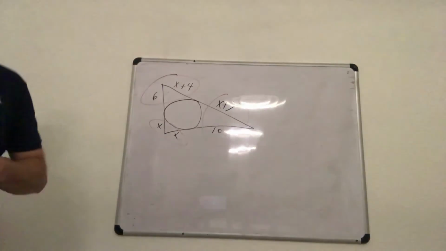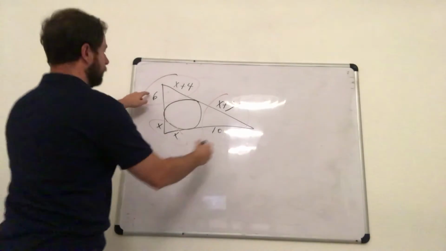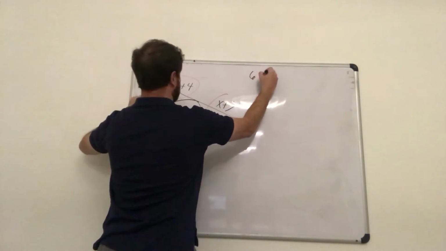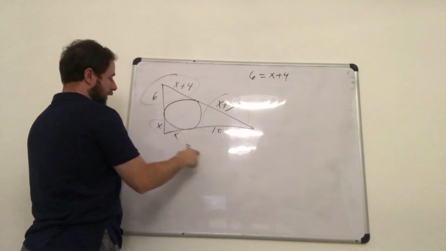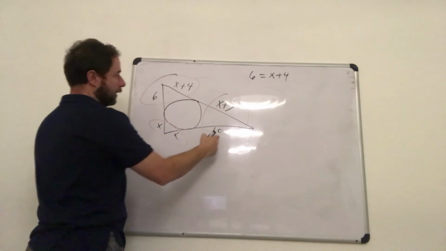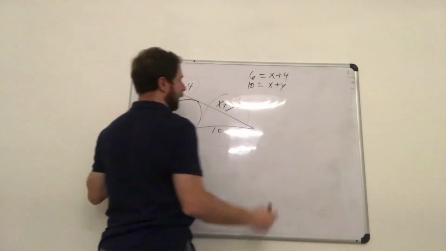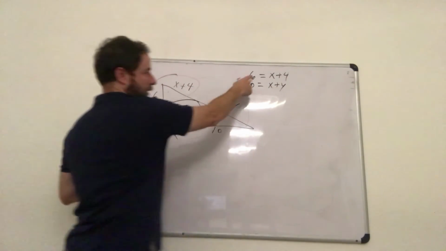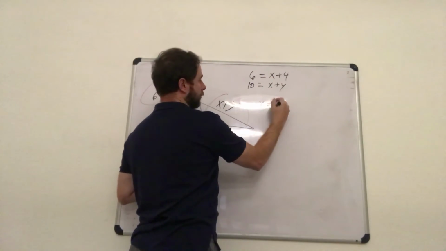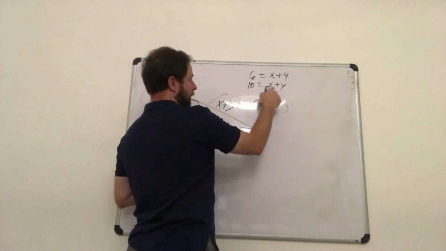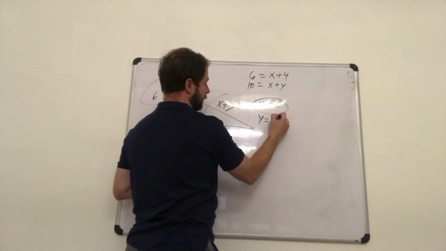So if you have an isosceles triangle, remember isosceles triangle means it has two equal sides. So we're actually going to have 6 equals x plus 4, and that is a 4 and that is a y. And x equals x, that doesn't help us. And you have 10 equals x plus y. Very simple, you solve for the top one first. So x has to equal 2. And then if x is 2, then y has to be 8.